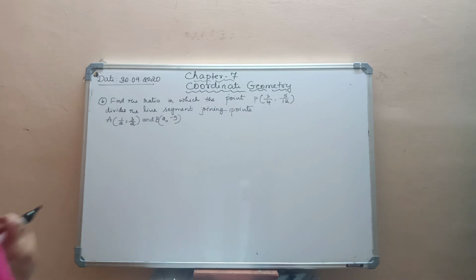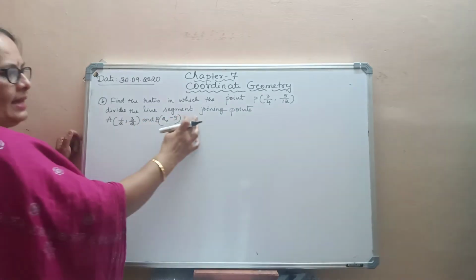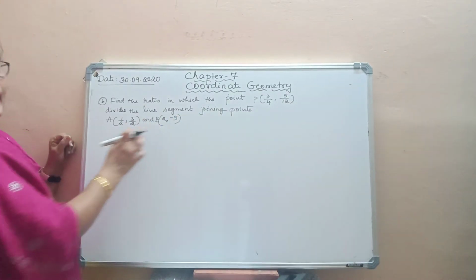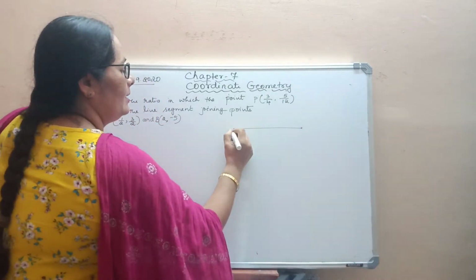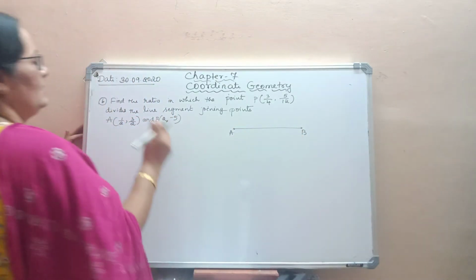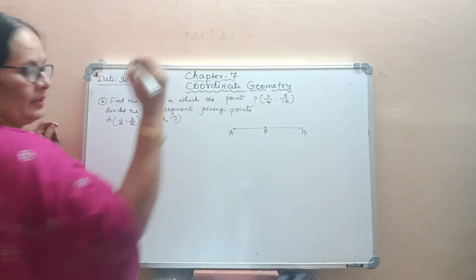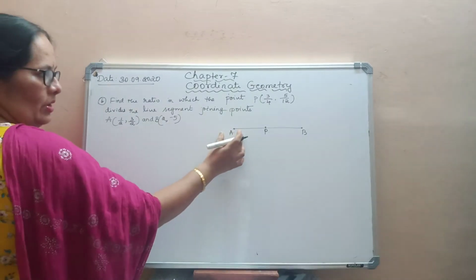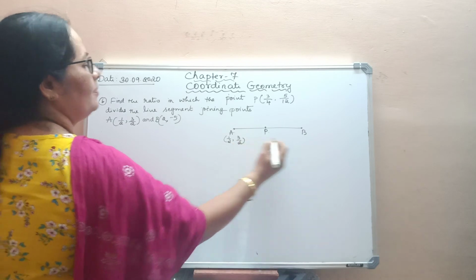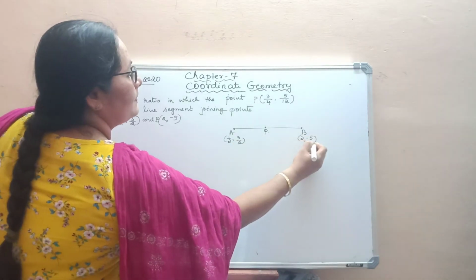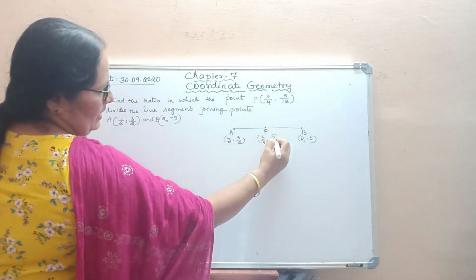Last sum. Find the ratio in which the point P divides the line segment joining the points A and B. You have to find the ratio. So line segment AB is divided by a point P in a certain ratio. The coordinates of point A are (1/2, 3/2) and B is (2, -5), and this point P is (3/4, 5/12).